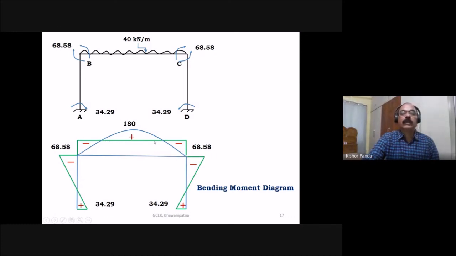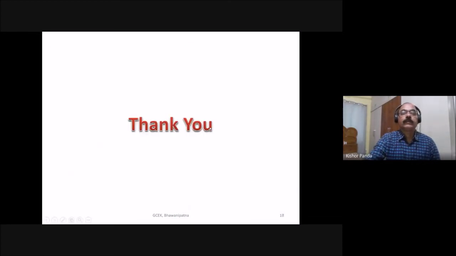Then this portion cancels out, due to positive and negative. So in the remaining portion, this is negative, this is positive, this is negative, this is negative, and the inner side tension you have to take as positive. Here this is positive, and this is also positive, and this is negative. So this is the final bending moment diagram of the non-sway frame. Now it is all clear how to solve the non-sway frame by Kani's method.